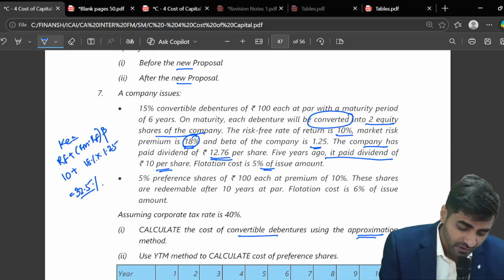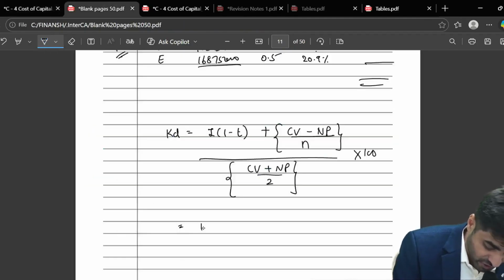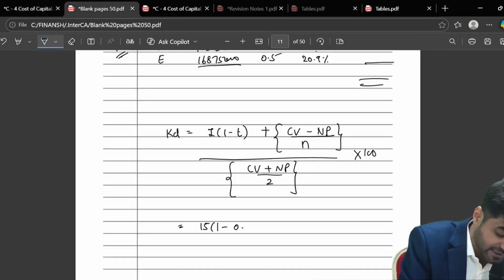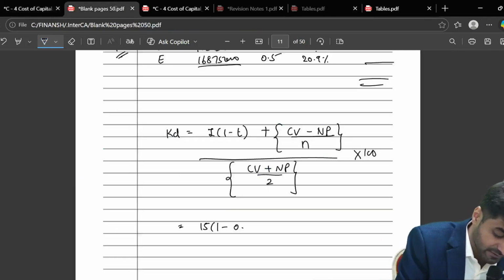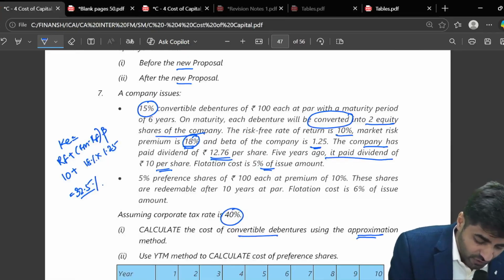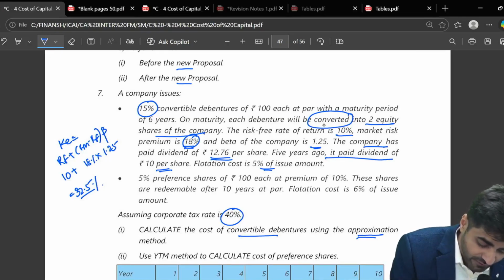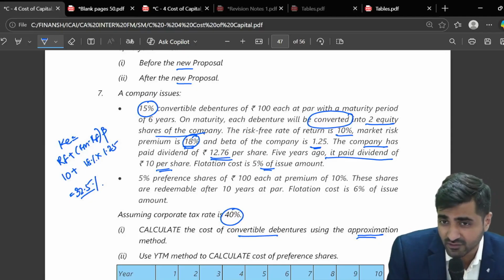What's going to be my amount of interest? The interest is 15% of face value 100, so it's going to be 15. What's the tax rate? Tax rate, 40%. Now I need conversion value. What have they told you next is that one debenture is equal to how many equity shares? 2 equity shares. But I don't have the price of this particular equity share.